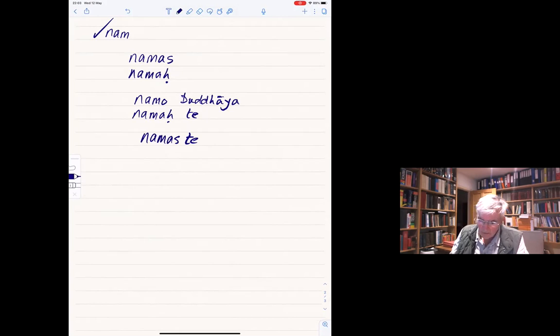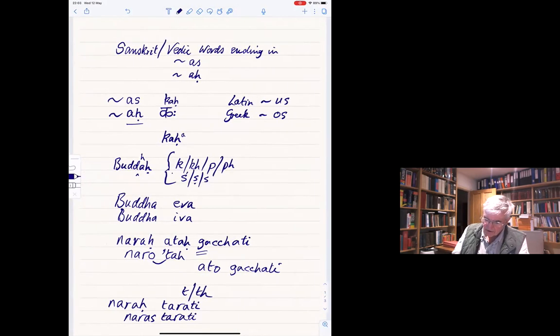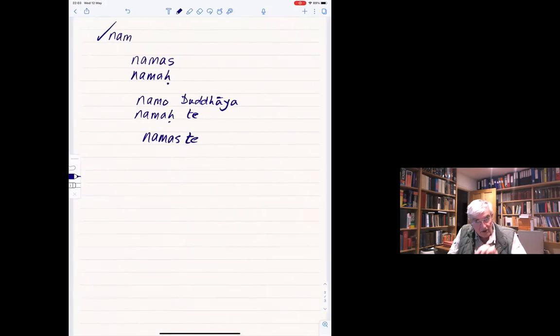Now, the various things that can happen to this final -as can stay as it is, -as or -ah or -o. These various things that can happen to it in Vedic and Sanskrit, depending on what's following, have become generalized in Pali to the ending -o. So Pali doesn't have this complexity. In Pali, it tends to always just be -o.